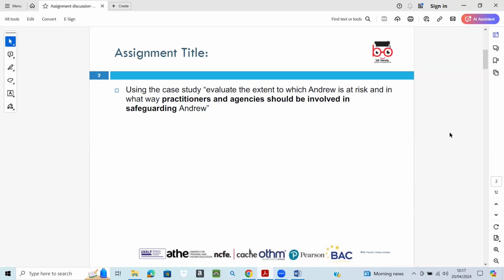So now we were discussing this one scenario. We need to break down the assignment into manageable parts. What aspects of Andrew's situation will we assess to determine his risk level? We would start by identifying any specific vulnerabilities Andrew has, for example, age or any health condition, disability or mental health issues. So we need to understand his vulnerabilities. It will help us assess how at risk he is.